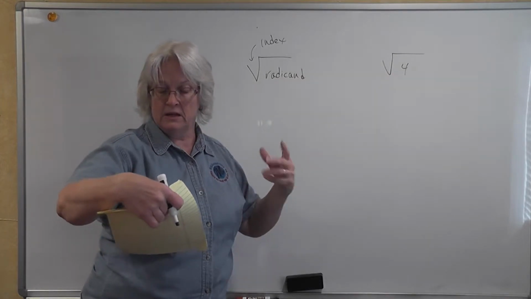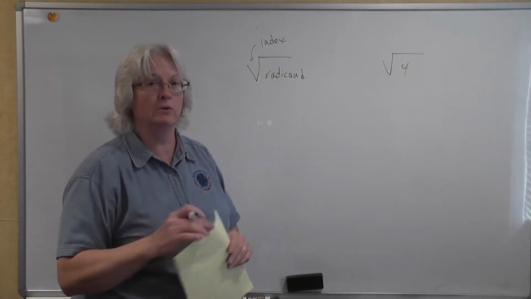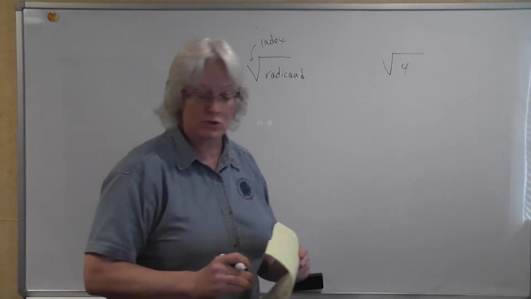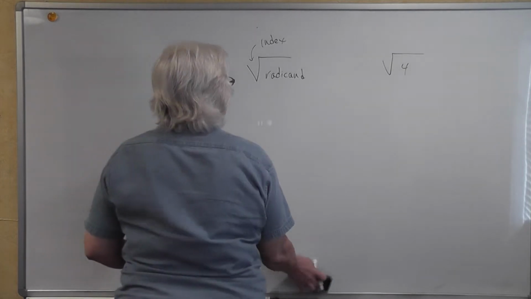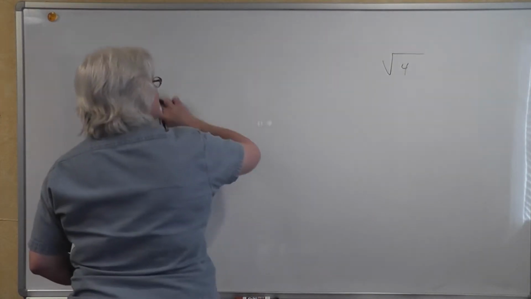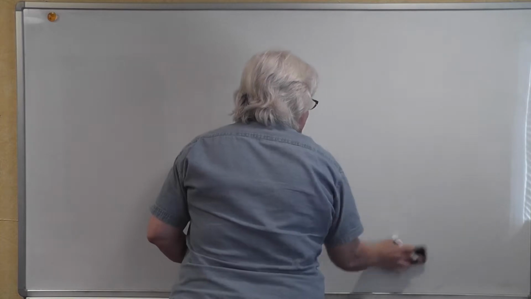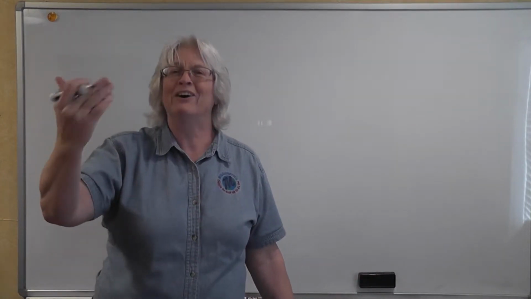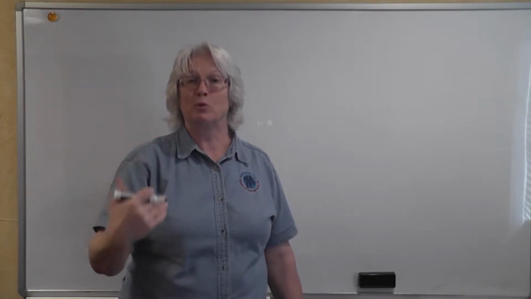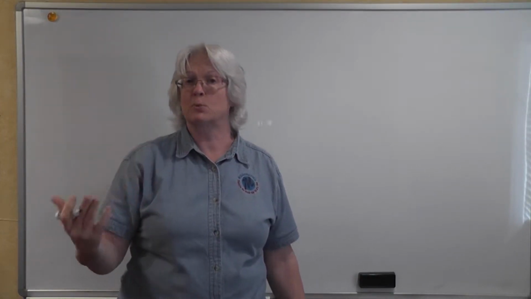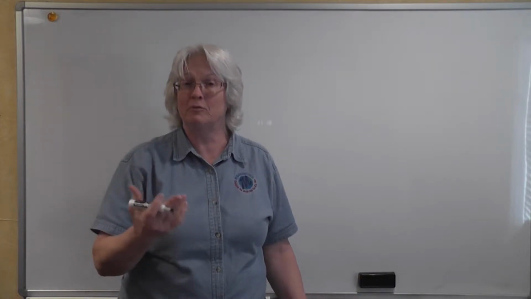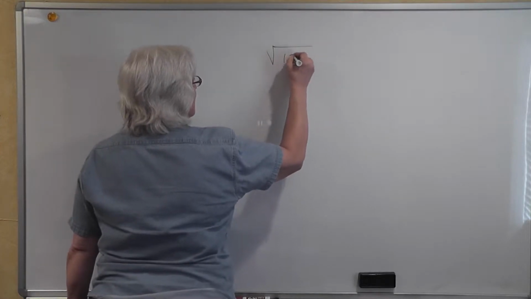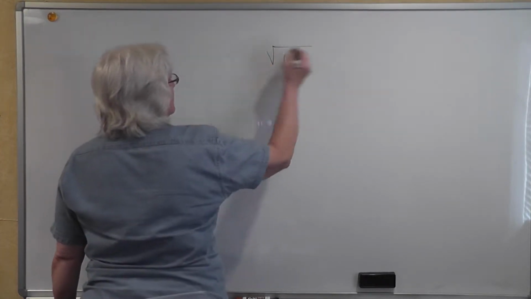Now let's say that we wanted to estimate the value of a non-perfect square root. We already know that the square root of 100 is 10. The square root of 25 is 5. The square root of 144 is 12. But what is the square root of 129? What is it?